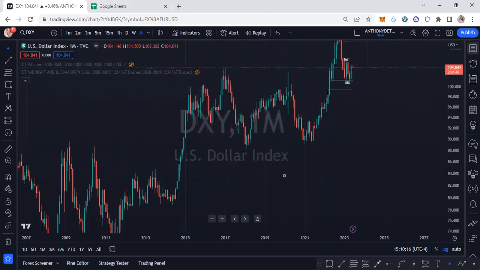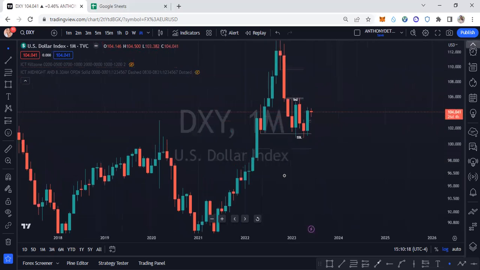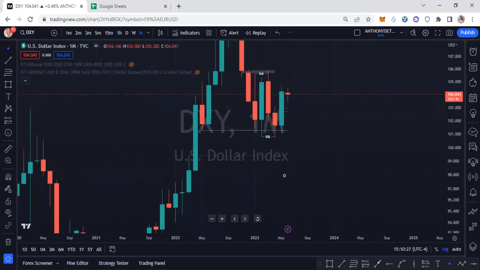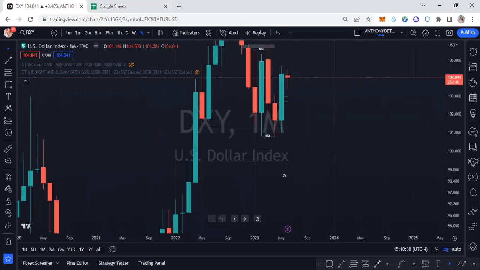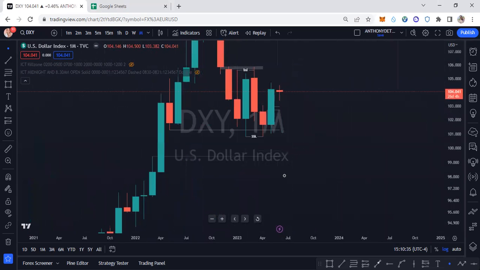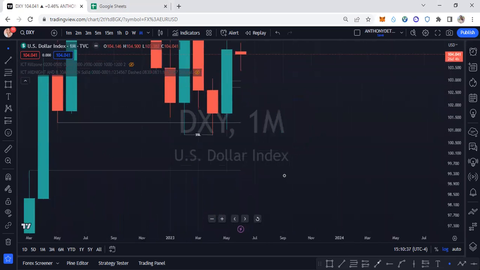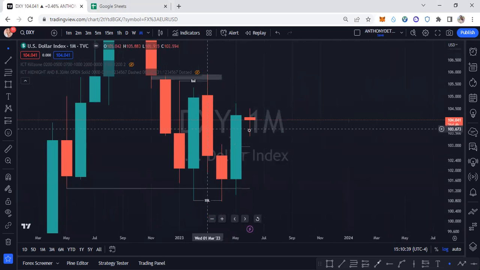Okay. So from the monthly time frame on the DXY, the DXY usually correlates with the Euro USD, I think 90% or probably let's just say 80%. Whenever DXY is going up, we expect Euro USD to be going down and vice versa. So on the monthly time frame, we can see what DXY is doing here.